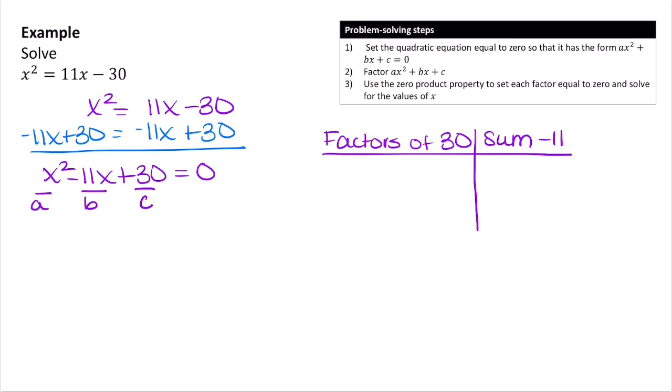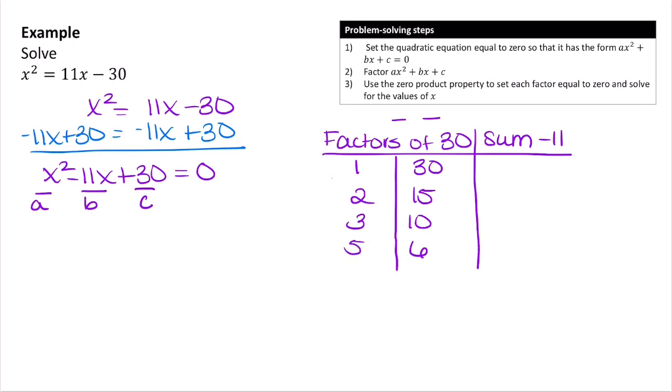Well, my 30 is positive, okay? So my factors are going to have the same sign, but my b is negative, so the sign on both of my factors is going to be negative. So let's list out now the factors of 30. And remember to use your factor pairs chart if you need help doing this. So we have 1 and 30, 2 and 15, 3 and 10, and then we have 5 and 6.